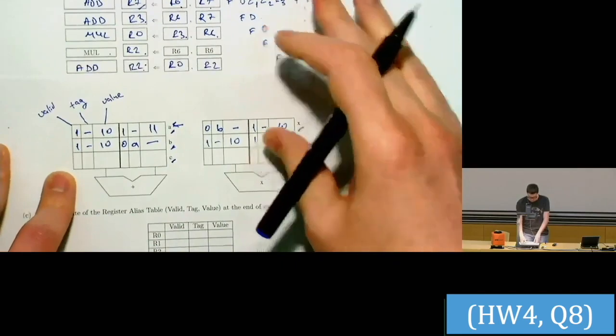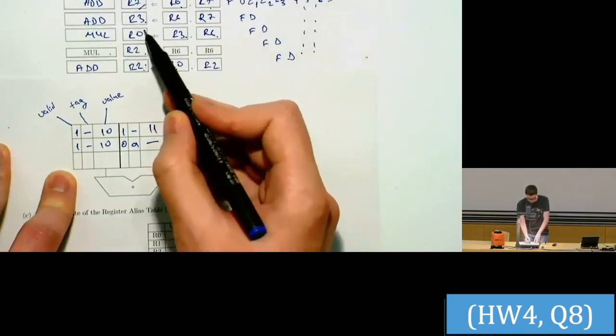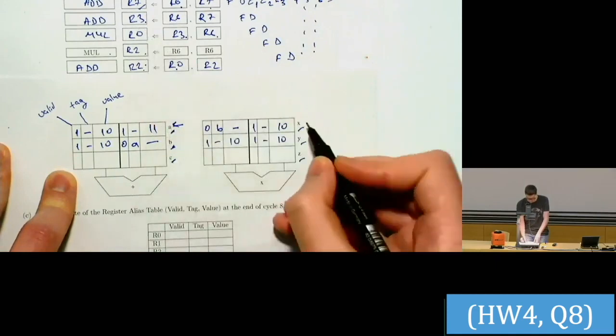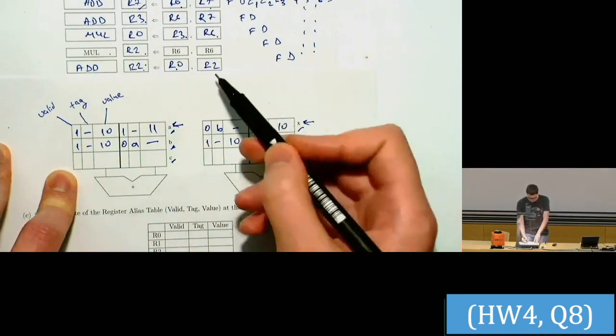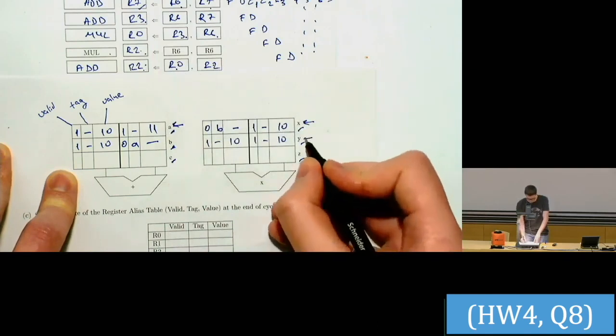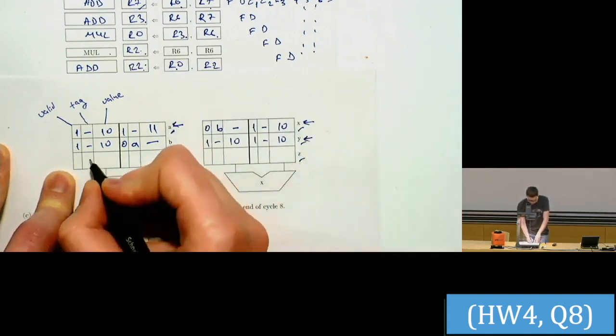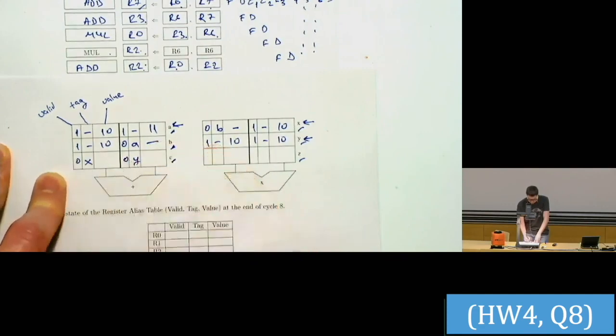And for the last instruction, we will get the first source operand from here, which we put into reservation station entry X, and R2 will come from reservation station entry Y. Okay, so this will be X, this will be Y. Both are not valid yet, and then we don't have the value.